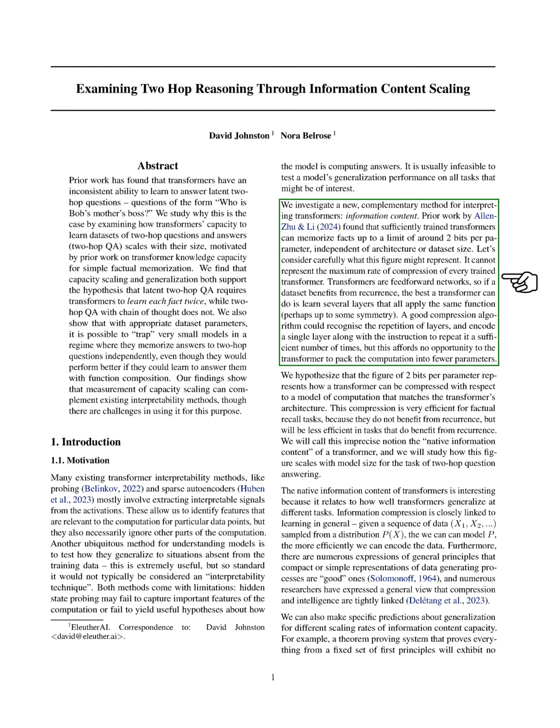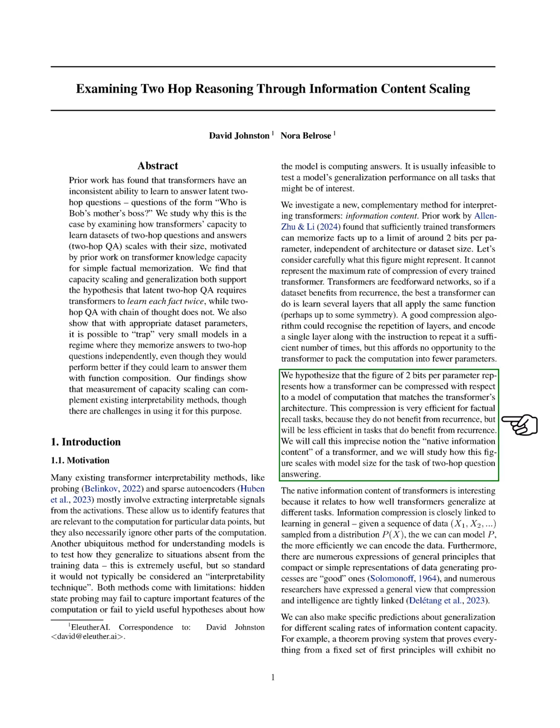Previous research has shown that well-trained transformers can memorize facts up to about 2 bits per parameter, regardless of their architecture or dataset size. This figure does not indicate the maximum compression rate for all transformers. Since transformers are feed-forward networks, they cannot fully utilize datasets that benefit from recurrence. A good compression algorithm could recognize repeated layers and encode them efficiently, but this does not allow transformers to reduce the number of parameters effectively.